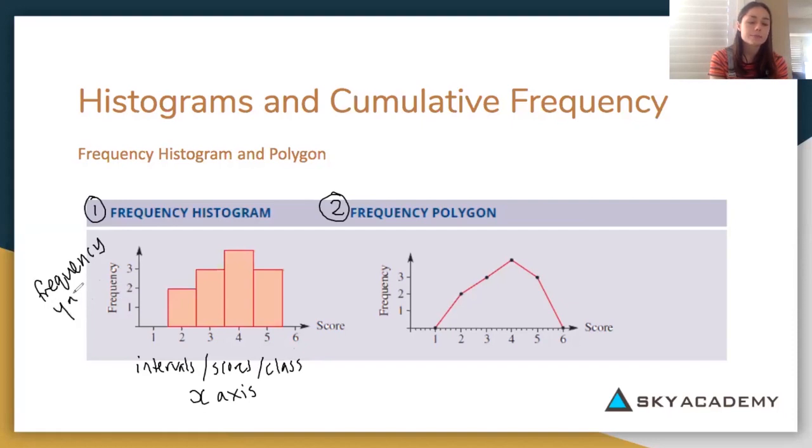So if we have a look here, a score of 2 has a frequency of 2, which is represented by this rectangle here. So a frequency histogram will be created using boxes or rectangles, which we can see in the orange rectangles here. So how do we know where to put our rectangles?